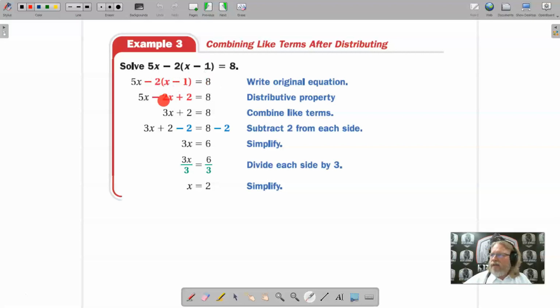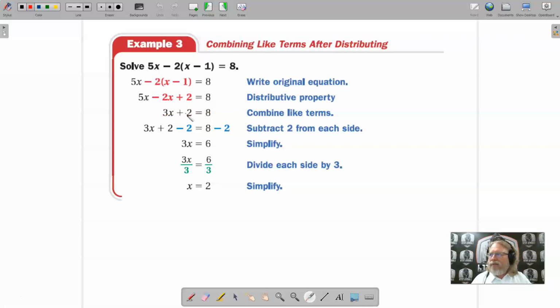Negative 2 times x is going to be negative 2x. And negative 2 times a negative 1, well, that's negative times positive. Or I'm sorry, negative times negative equals a positive. And 2 times 1 is 2, so we get plus 2 here. Now, before we deal with this plus 2, we can go ahead and combine some like terms. Notice that this 5x is in terms of x, and the negative 2x is in terms of x. So since these are like terms, we can combine them. 5 minus 2 is 3, and those are in terms of x, so it's 3x. We bring down the plus 2 and the 8.